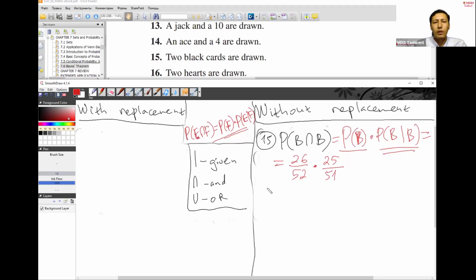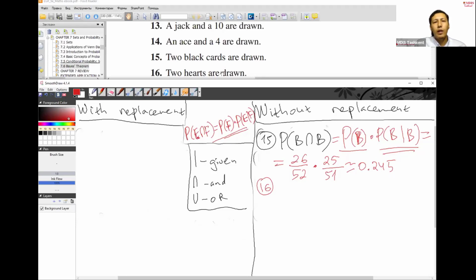Number 15 done. Then 16. This one you calculate using your calculator. So 26 times 25 divided by 51 and 52. So it's approximately 0.245.